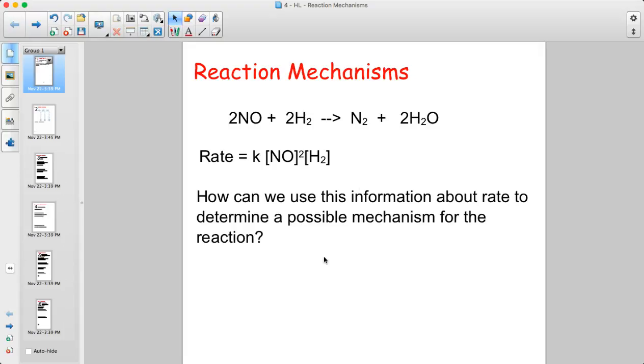So after you've covered orders of reaction and you're pretty comfortable coming up with these rate equations, where rate equals some constant, the rate constant, times the various concentrations that are involved in the reaction and that affect the reaction rate, now you've got to try to figure out, well, what's a possible mechanism that could explain this rate equation? How does this reaction actually take place?